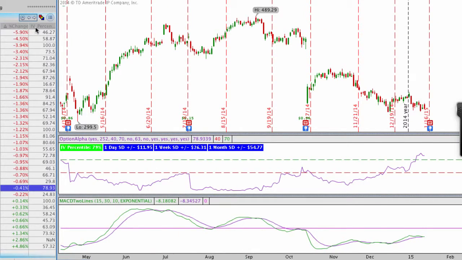The other thing that we like to do is sort our list by high implied volatility stocks. Stocks that are new to the list that have recent high implied volatility, we might want to take a look at.